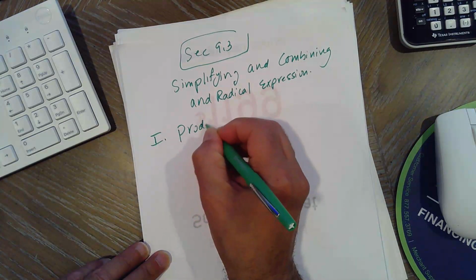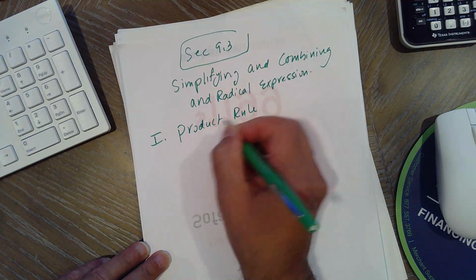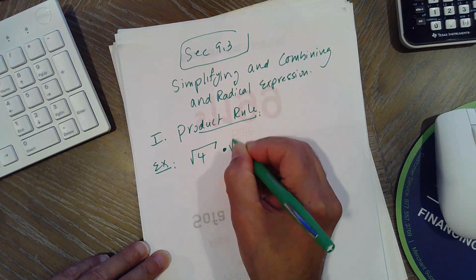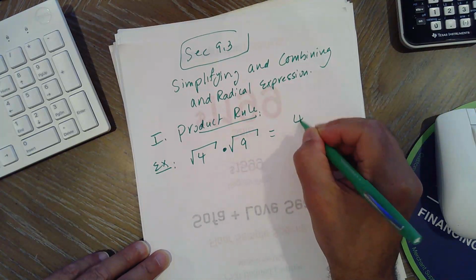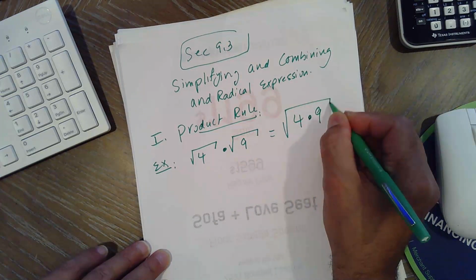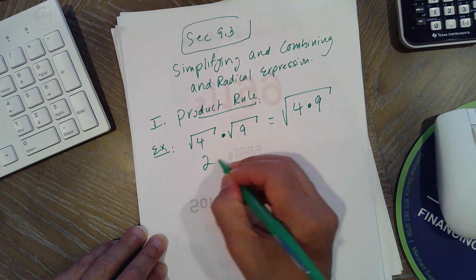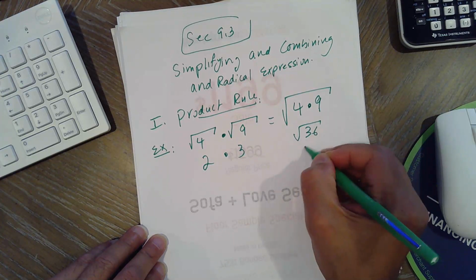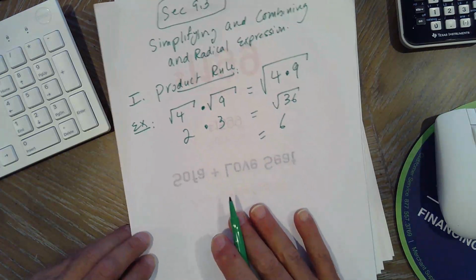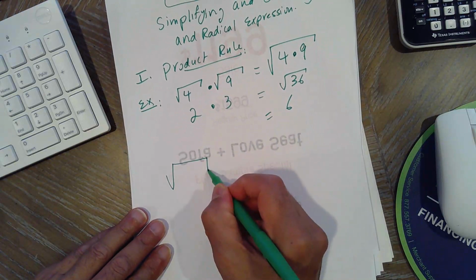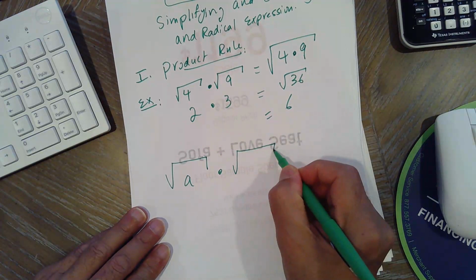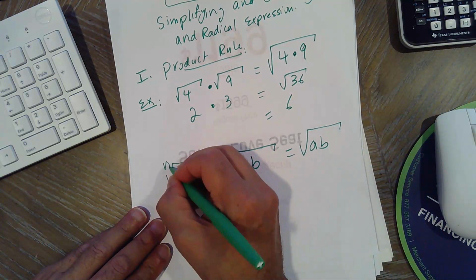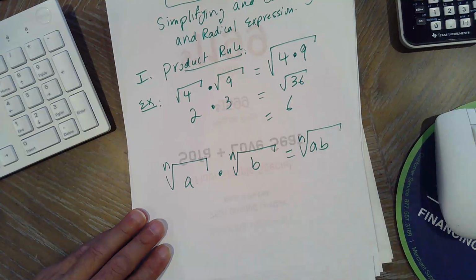First, the product rule for radicals with an example first. If I have square root of 4 per se times square root of 9, would it be the same answer as 4 times 9 and then square rooting? Let's check. This is 2, this is 3, 2 times 3 is 6. Square root of 36 is 6, so they do equal. So this suggests the rule that says square root of a times square root of b is square root of a times b, and it works for any root, not just square rooting.